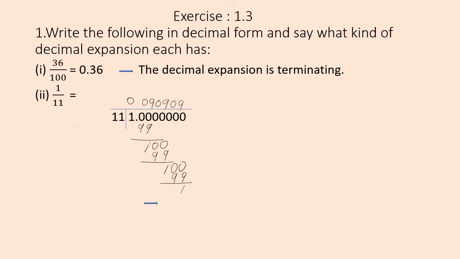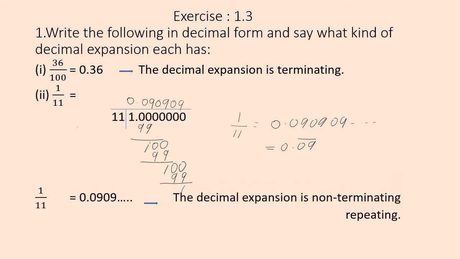That means the decimal expansion of 1 upon 11 can be written as 0.0909, etc. That means you can write it as 0.09 with a bar. That is 1 upon 11. Its decimal form is 0.0909, etc. If you want, you can write it as 0.09 with a bar. That is, the decimal expansion is non-terminating, repeating. Question number 2.